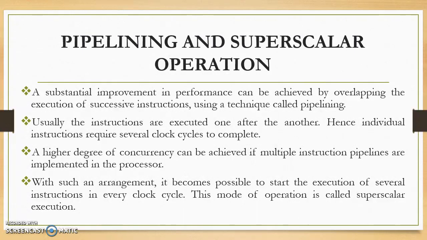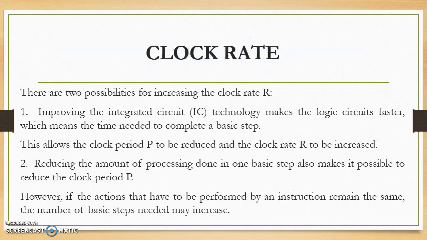Next comes pipelining and superscalar operation. Pipelining is nothing but multiple independent instructions being executed in parallel, and executing multiple pipelines in parallel is known as superscalar operation. This increases the performance of a computer. Then comes the clock rate. We have already seen that the clock rate should be increased. To increase the clock rate, we are going with two ideas. One is improving the integrated circuit, and the second is reducing the amount of processing done in one basic step.